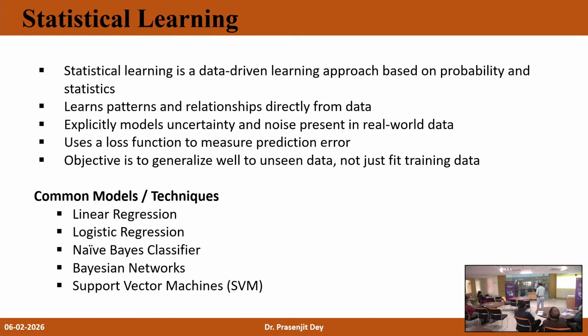Suppose in this room I know the height of each person and the weight of each person. Now if I ask, if a person's height is something like 5 feet 4 inches, in that case what will be the ideal weight of that person? So the ideal weight may be 64 kg.